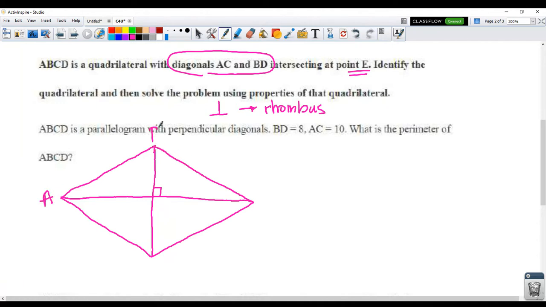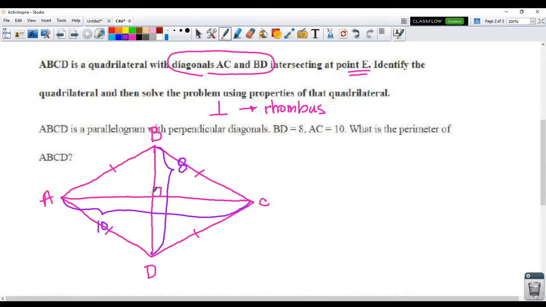Then we have A, B, C, and D going all the way around the outside. So all 4 sides are equal in a rhombus. We're told that from B to D is 8 units, so this entire diagonal is 8. And AC, this entire diagonal, is 10 units. What is the perimeter of this figure?